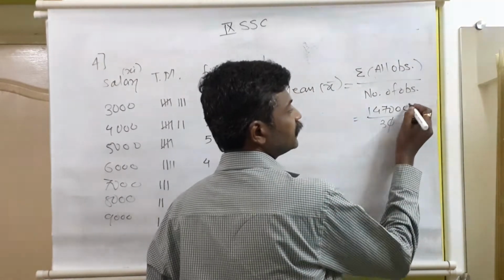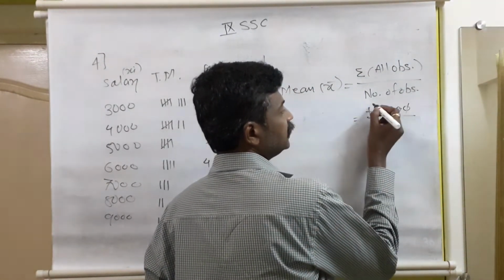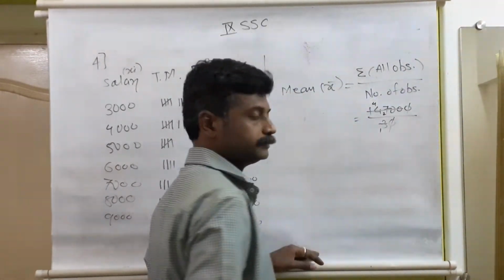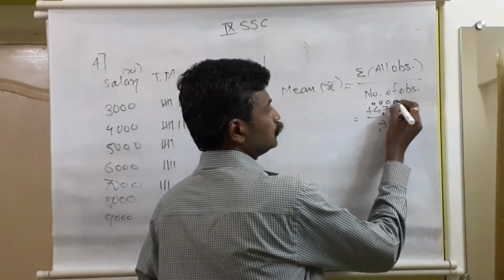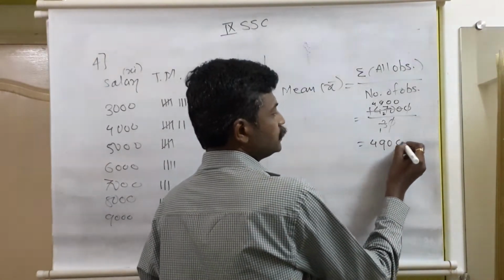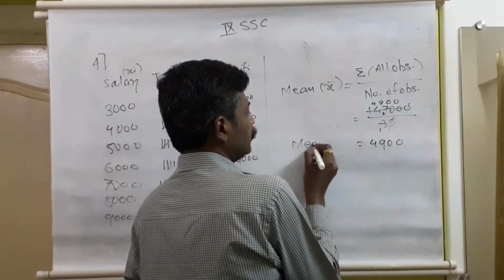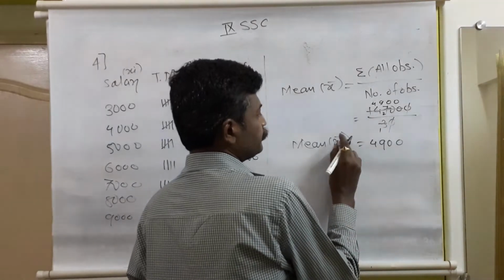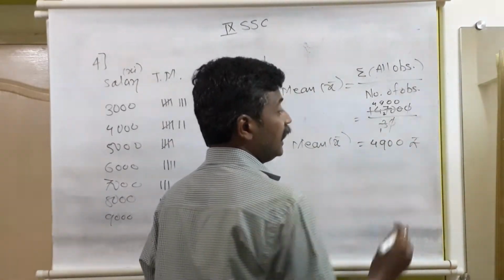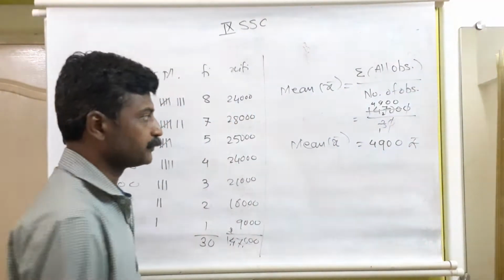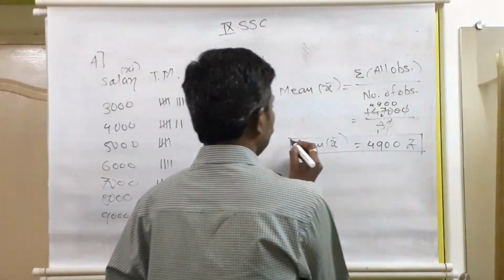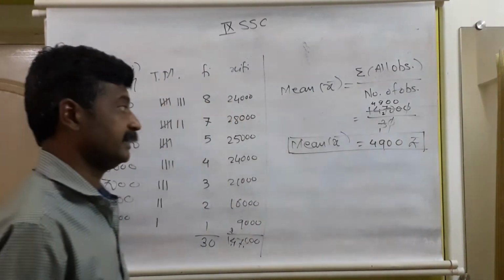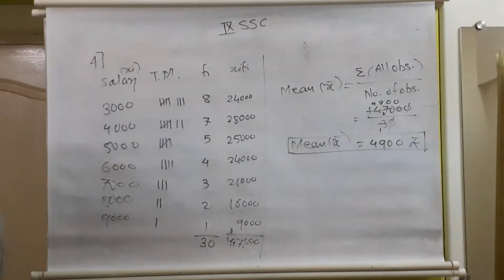We'll simplify this. First 0 gets cancelled. Then 3 4s are 12. Remainder is 2. 3 9s are 27, and these additional 2 zeros. So it comes 4,900. So mean for the given data, x bar, is equal to, as it is salary and it is in rupees, we will mention it in rupees. Mean x bar is equal to rupees 4,900 or 4,900 rupees. This is the solution for question number 4.